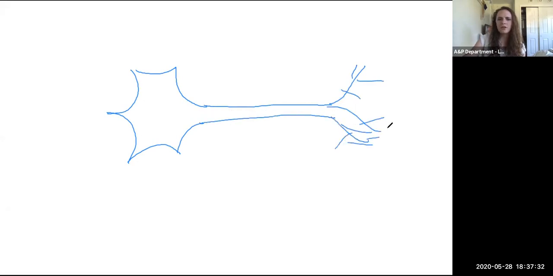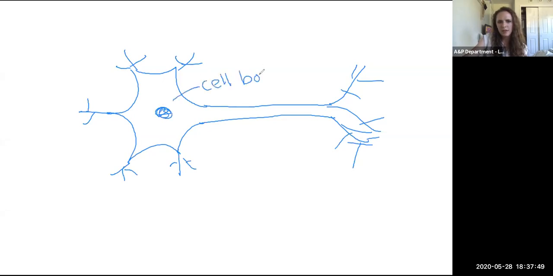Okay, here is what your little nerve looks like. Your nerve has, right in the middle, your cell body. That one's pretty self-explanatory, makes sense.